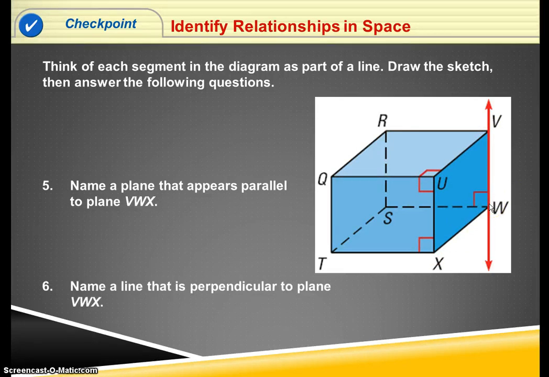Name a line that is perpendicular to plane VWX. So we have parallel and we have perpendicular. And name a line that is skew to line VW.